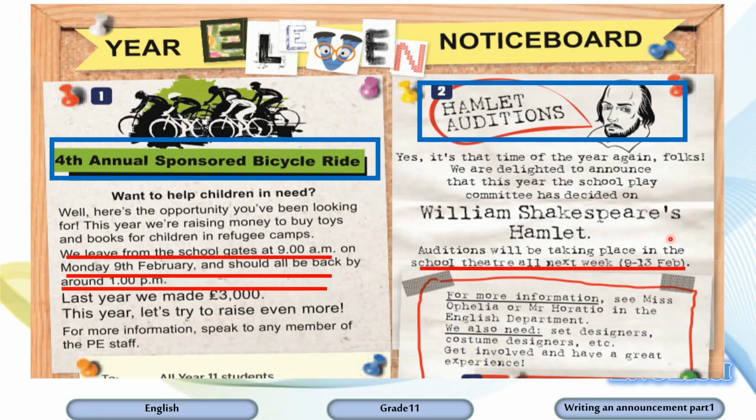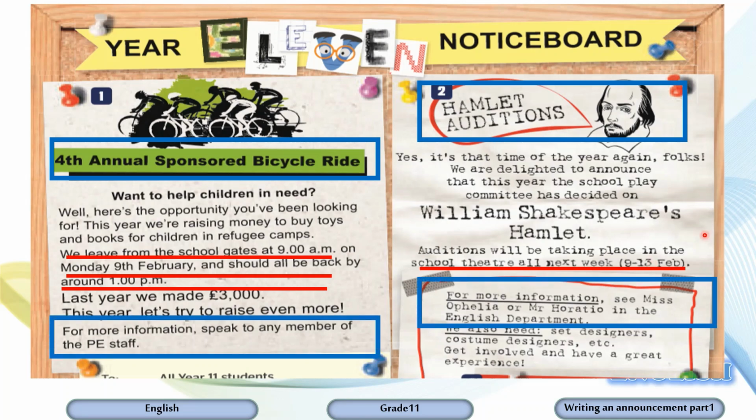Look at the underlined phrases here. So we leave from the school at 9 a.m. on Monday, 9th February, and the other one, the audition will be taking place from 9th to 13th February, and this shows the dates. Next boxed text. For more information, speak to any member of the PE staff, and this is the same here. For more information, see, and you have the contact name.